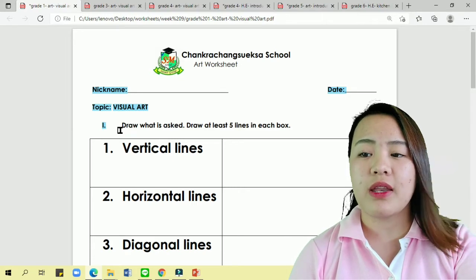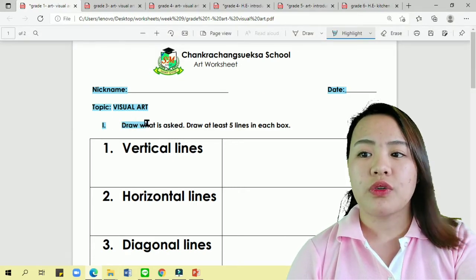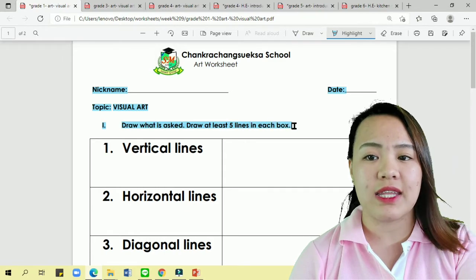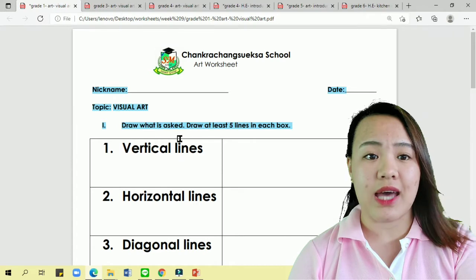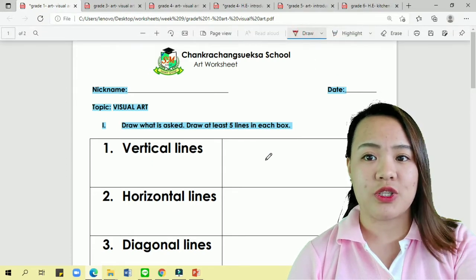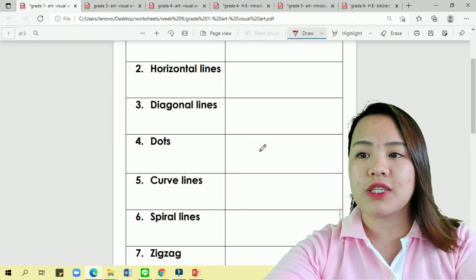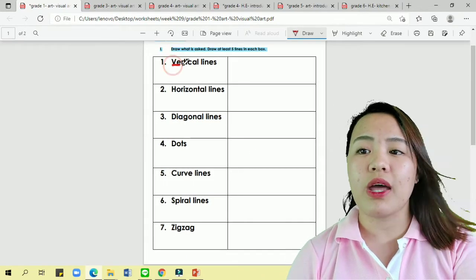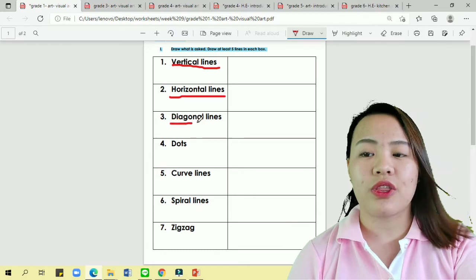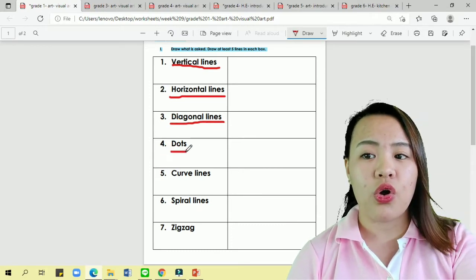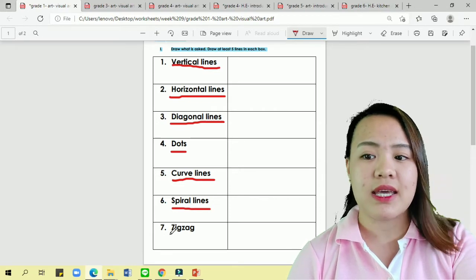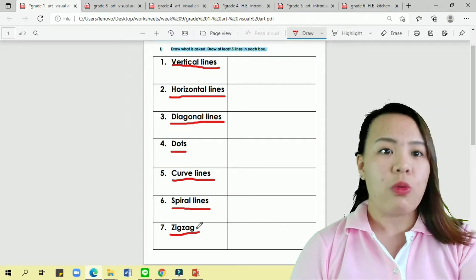And then test 1, what to do. Draw what is asked. Draw at least 5 lines in each box. First, let's read the words given here. Number 1, vertical lines. 2, horizontal lines. 3, diagonal lines. 4, dots. 5, curved lines. 6, spiral lines. 7, zigzag lines.